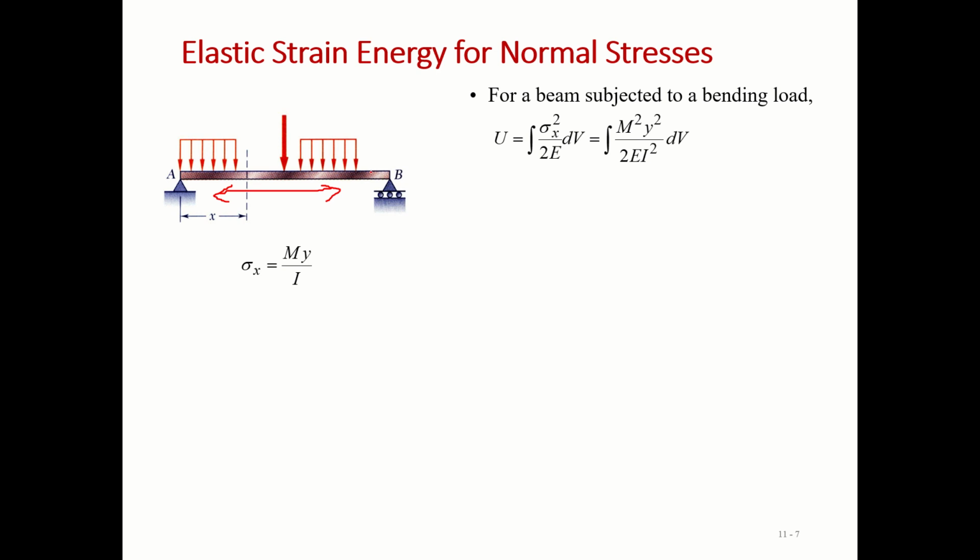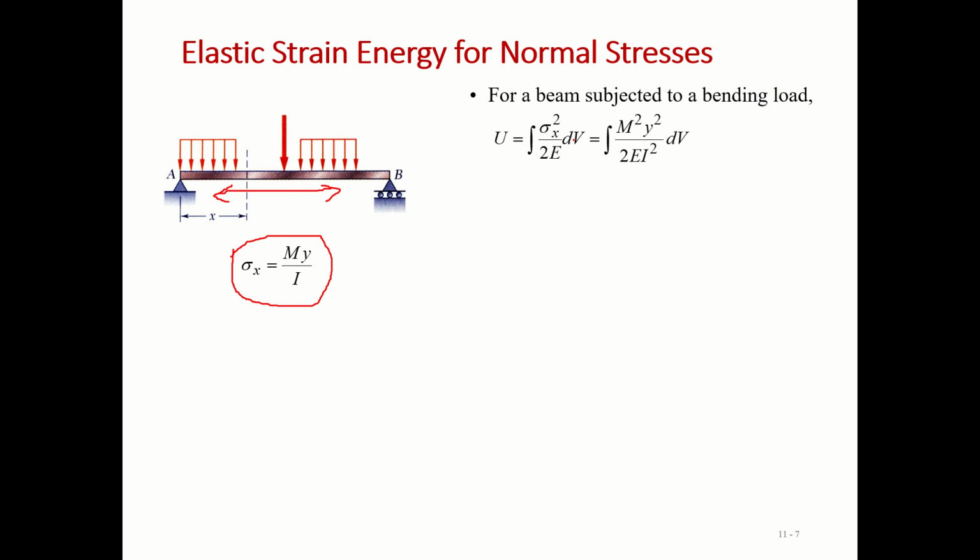And we know that for such type of loading, in the lower fibers there will be tension, and in the upper fibers there will be compression in the beam. So these axial stresses are expressed by the flexure formula, which is equal to My over I. So M is the moment, y is the distance of the fiber from the neutral axis, and I is the moment of inertia.